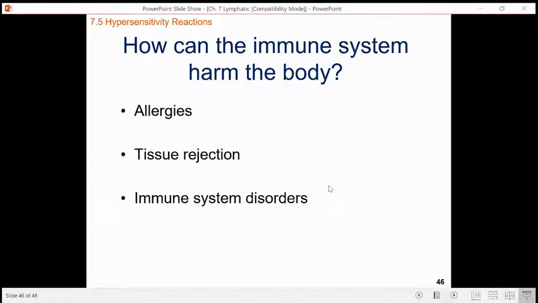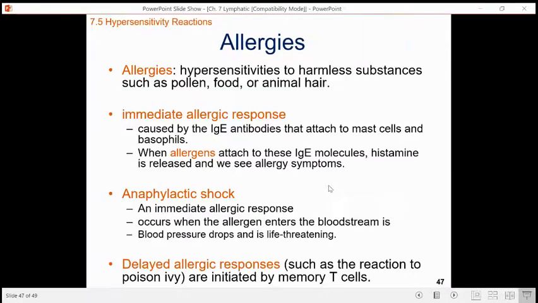Now, in this last bit, we want to talk about when the immune system goes awry. And so there are some examples of just being hypersensitive. Our immune system primarily is keeping bad stuff out, but every once in a while it works too well and it starts reacting to things that really shouldn't be a big deal. These three key issues would be allergies, tissue rejection, and then immune system disorders.